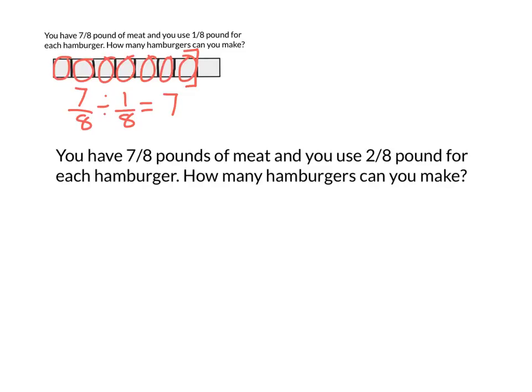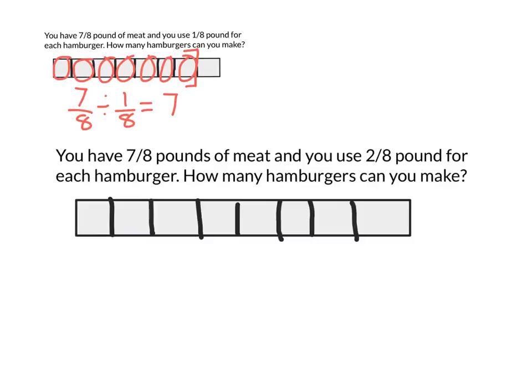Now let's take a look at something similar. You have 7/8 pounds of meat and you use 2/8 pound for each hamburger. How many hamburgers can you make? Once again, I have a strip that I broke into eighths. I'm just going to signify that to the left of this red line I have 7/8. This time I'm taking it 2/8 at a time. I have 7/8 and I'm taking them 2 at a time.